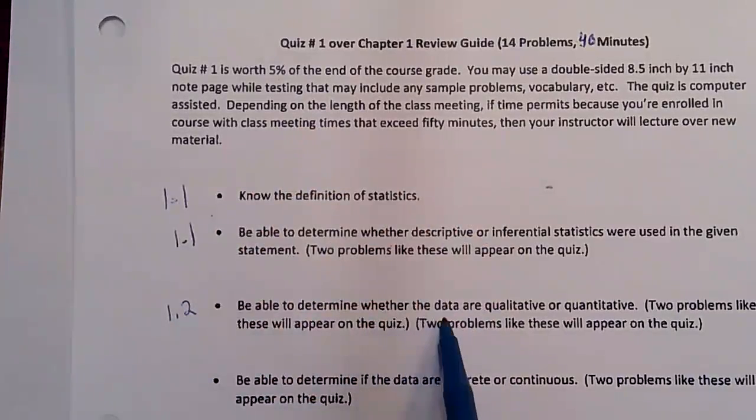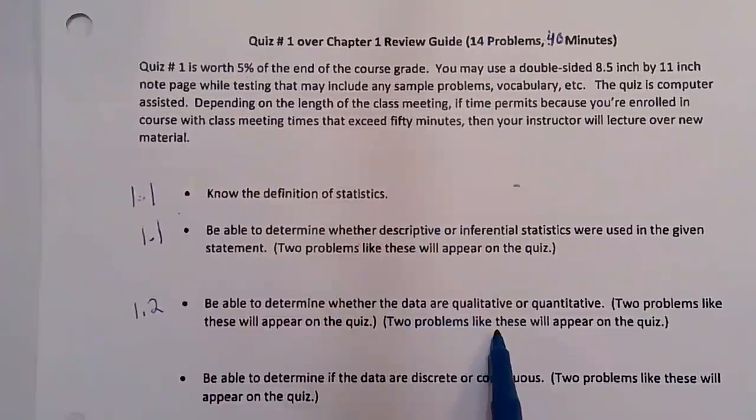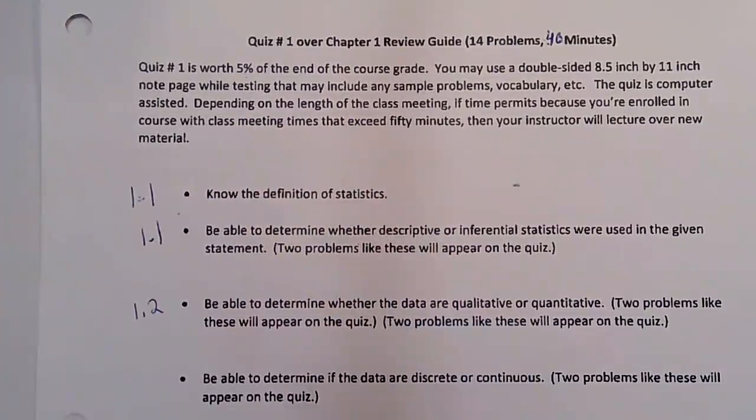Determine whether the data are qualitative or quantitative. And again, the computer is going to give you two problems like this. So when you get your statements, you want to remember to write down your statement on your template. You don't know, the computer's going to randomly generate problems, so you don't know if you're going to get two qualitative or two quantitative or one of each. It just randomly selects that. So just keep that in mind.